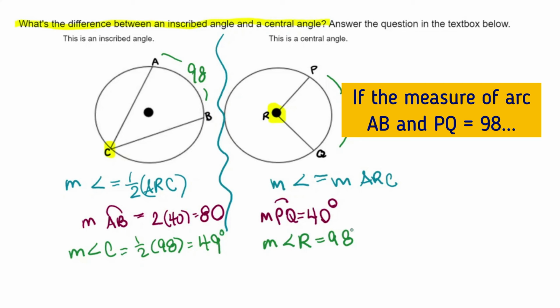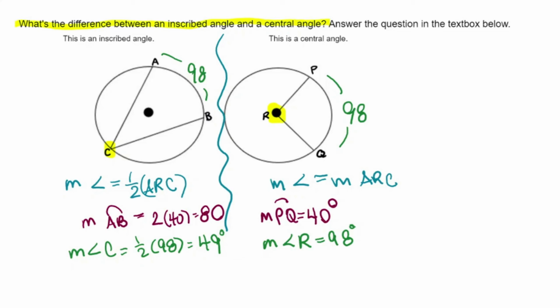Let's sum this all up really quickly. Inscribed angle: if they give you the angle, multiply it by 2 to get the arc. If they give you the arc, divide it by 2 to get the angle. I've got one more example for you. Pause the video as soon as you see it pop up on the screen.